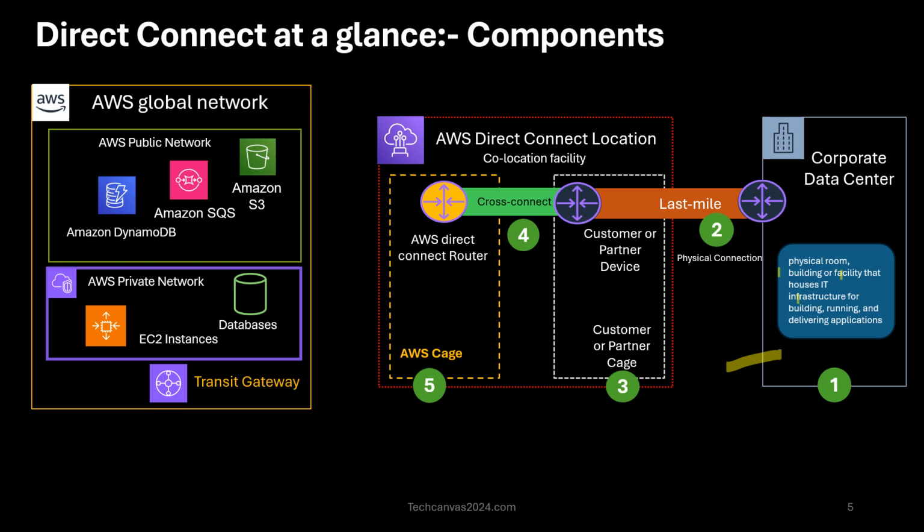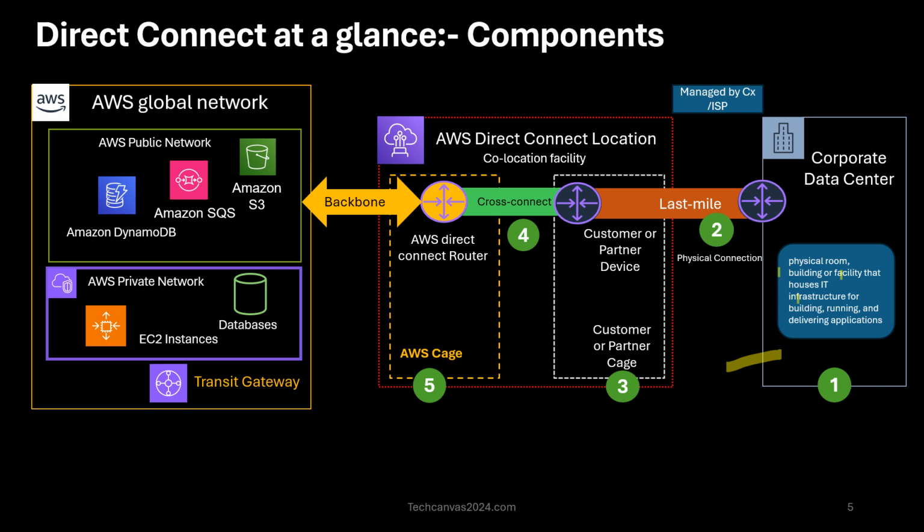Your router and the AWS router are connected via a cross connect, and then there is the option of the backbone network. This AWS Direct Connect router is connected with the AWS backbone network, which provides a private, secure, reliable connection. Then there are roles and responsibilities. Who manages the connection? So first is the last mile connection.